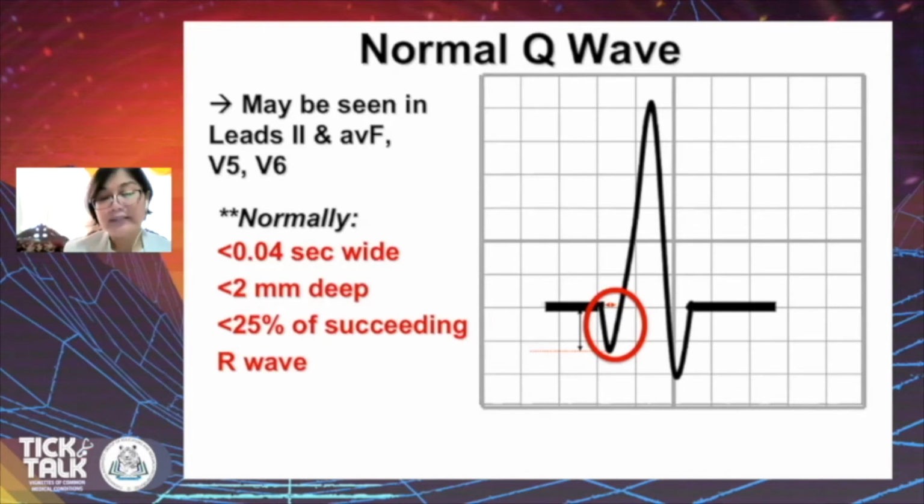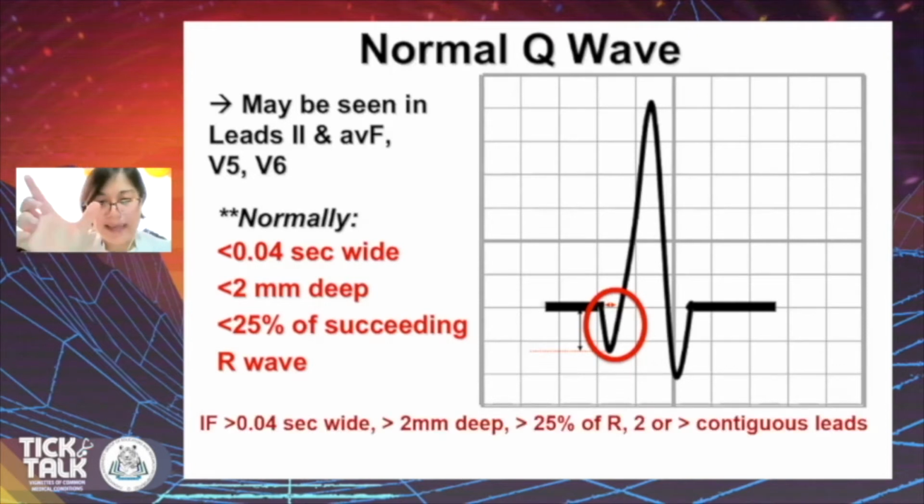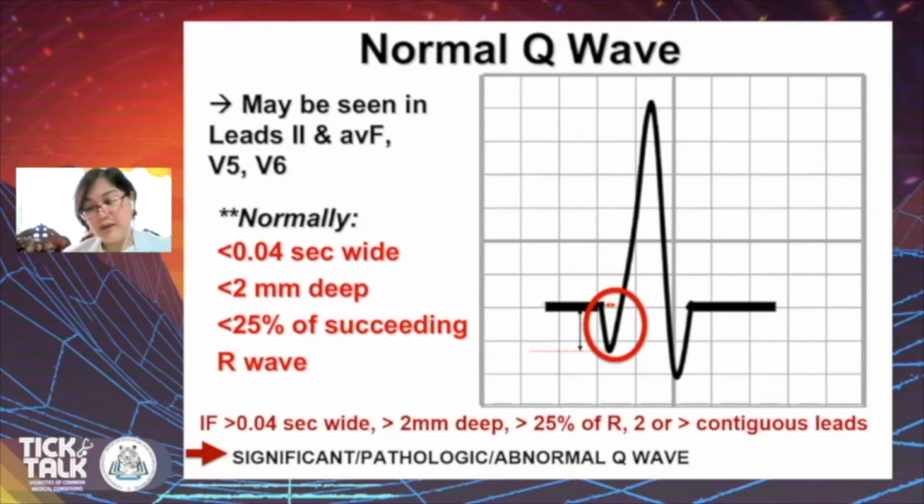And if you take a look at the succeeding R wave of your QRS complex, the Q wave shouldn't be more than 25% of the succeeding R wave. So even if you see Q waves, so long as they don't go beyond these magic numbers, you don't have to be so scared. However, if the Q wave is so wide, too deep, meaning more than 2 millimeters, or if it exceeds 25% of its succeeding R wave, especially if you see the Q waves on contiguous leads, meaning leads that once grouped together represent a particular wall of the heart, then you have to be mindful of it, because this might be significant, pathologic, or abnormal Q waves as we know it. And we know for a fact that the presence of Q waves might be indicative of an infarct.